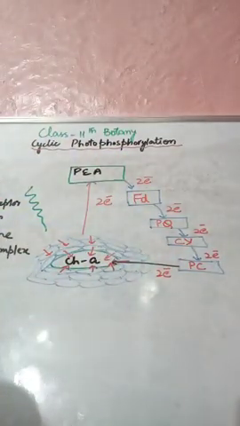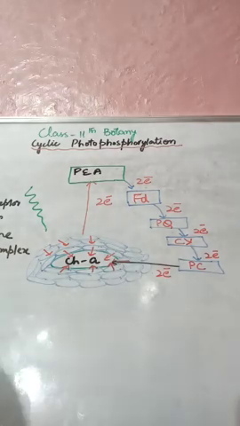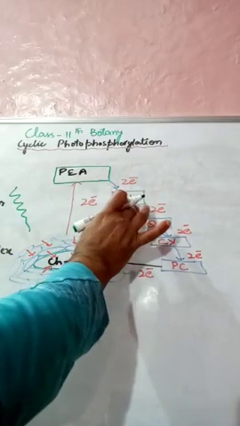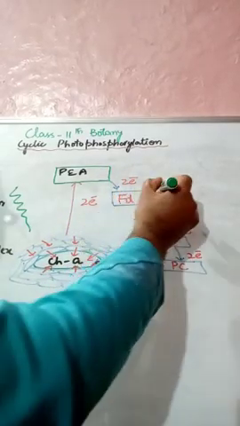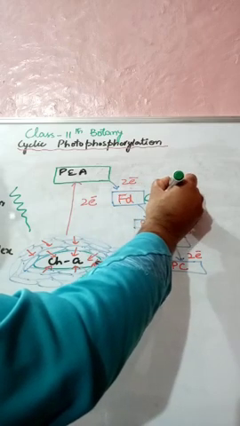Now here we see that this pair of electrons releases energy at two levels. One, when it moves from ferredoxin to plastoquinone. Here what happens, the reaction becomes like this.